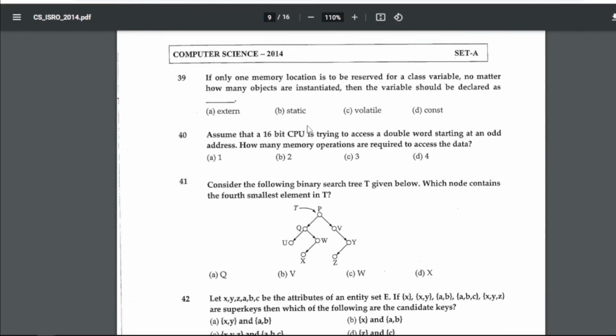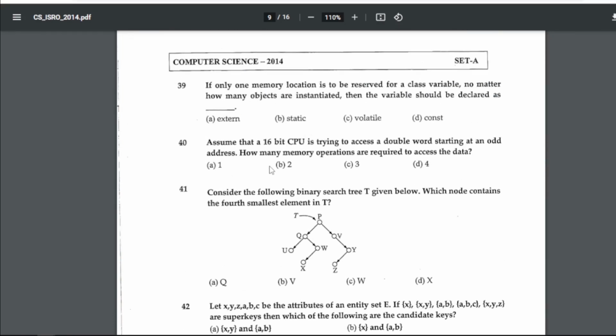So next question is question number 40. Assume that a 16-bit CPU is trying to access a double word starting at an odd address. How many memory operations are required to access the data? So for 40, if you solve this, you will get the answer as C, that is 3.